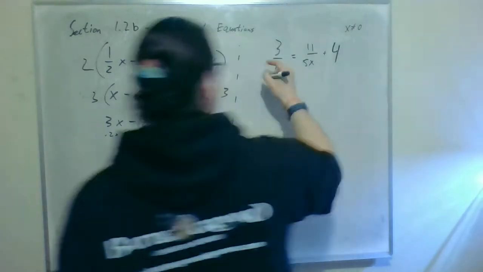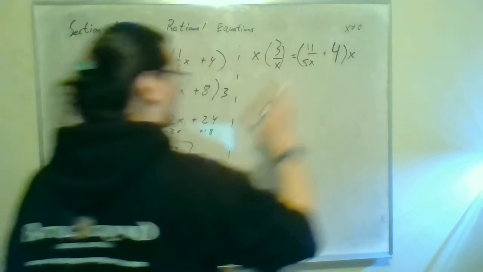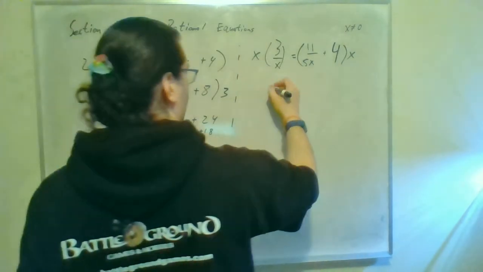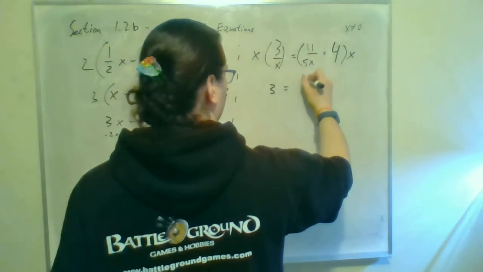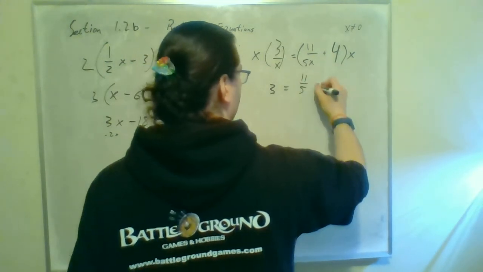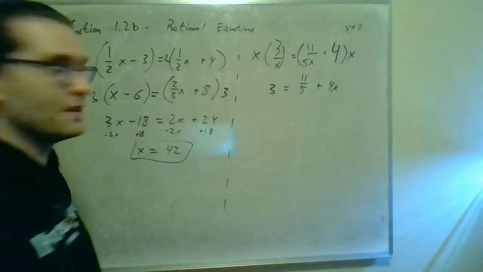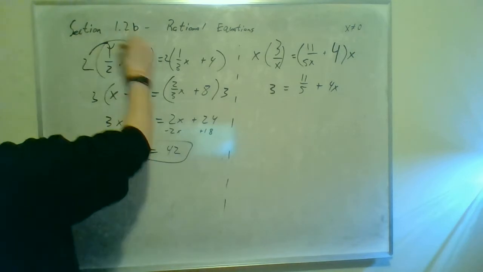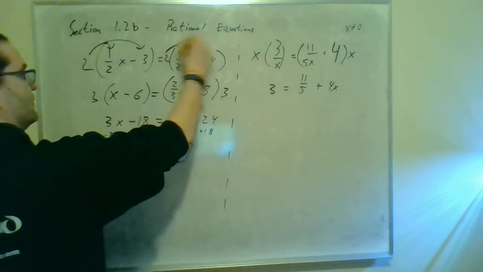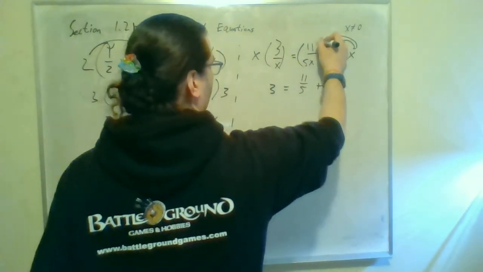As usual, my plan is just going to be pick a denominator and multiply things by it until the denominators are gone. X times 3 over x should just give me 3. X times this should give me 11/5 plus 4x. Remember that you have to multiply, just like when we multiplied this by 2, it hit everything. Same is true for this. We have to multiply this x by all of the pieces.